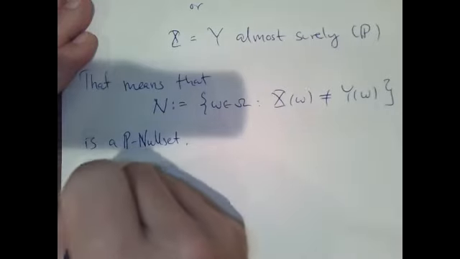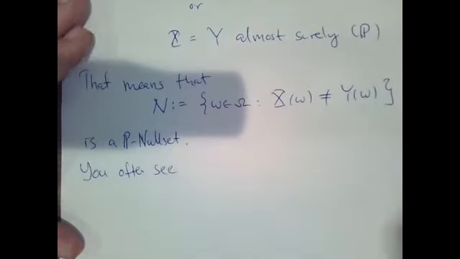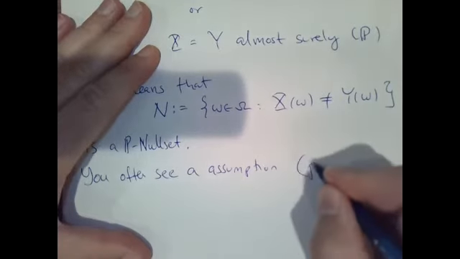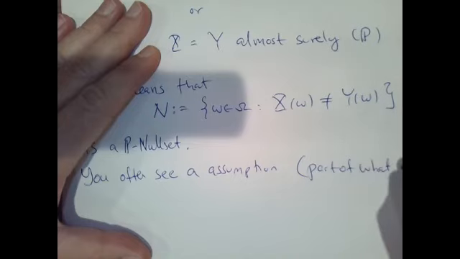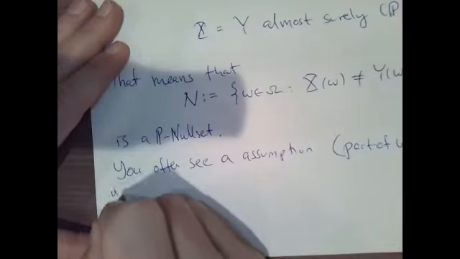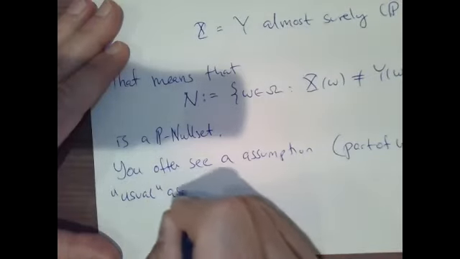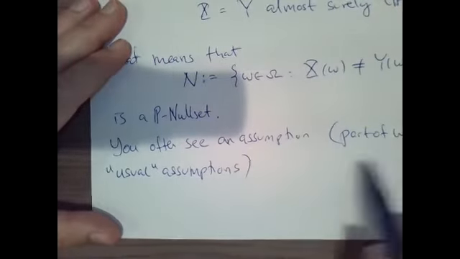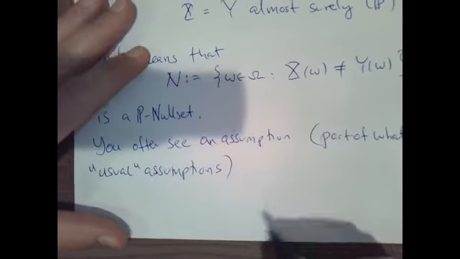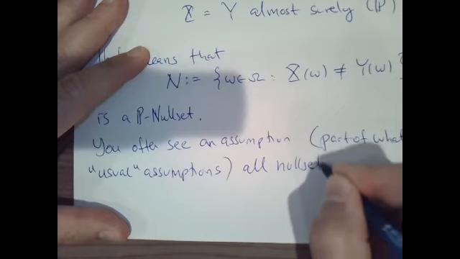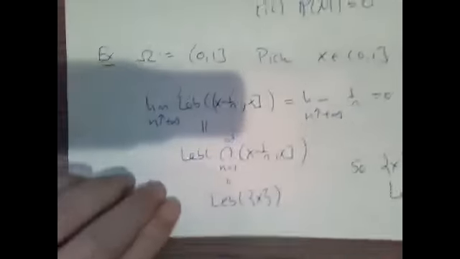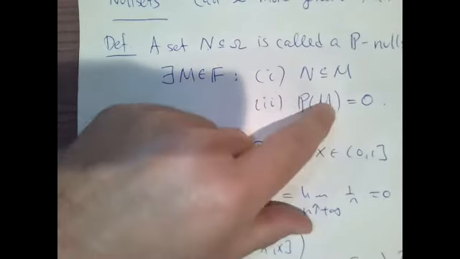You often see an assumption, and it's part of what's called the usual assumptions. It's not my wording. There are a couple more things inside the usual assumptions, but it's part of it that says that all null sets are measurable. We didn't have that assumption when I wrote down the definition, right? I said it's a null set if I can find something that's a little bit bigger, and that little bigger thing is measurable. I'm not saying here that N is measurable.